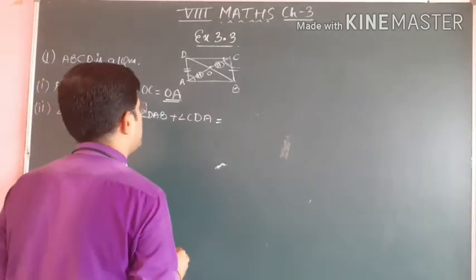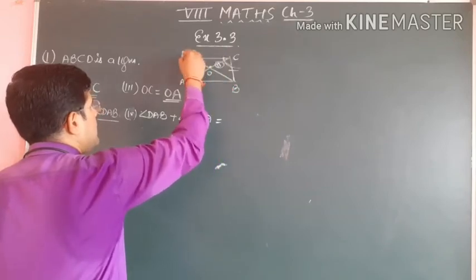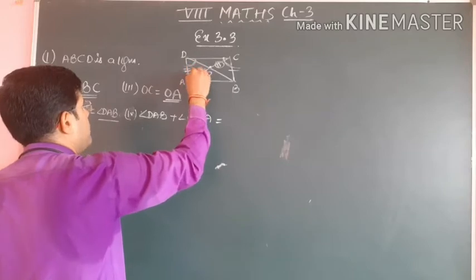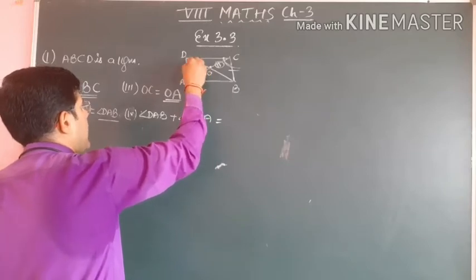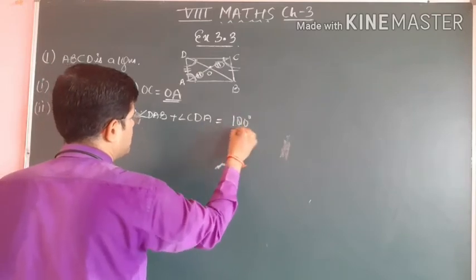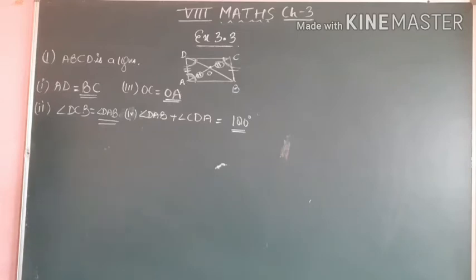Now when we talk about DAB and CDA, they sum to 180. So you can relate it with property number 4 of parallelogram: adjacent pair will be 180. When we do the sum of an adjacent pair, it will be 180. So here I have done question number 1 of exercise 3.3.